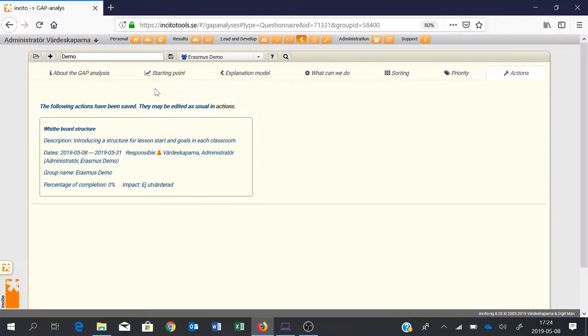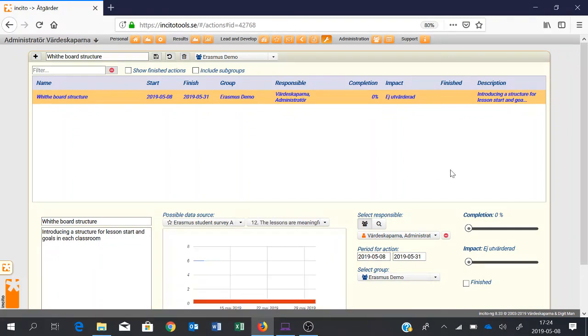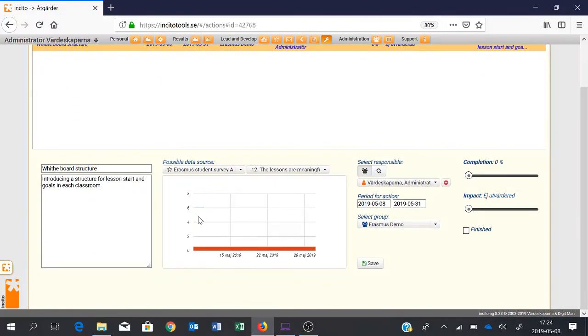So this action will show on my starting page. And if I want to follow it up and evaluate it, I click on that link, and I have my action here. Here is the value with which we started. Next time we do the survey, we will either get a better result or the same result or maybe even a worse result. So after having done the next survey, we can evaluate the impact from this action.